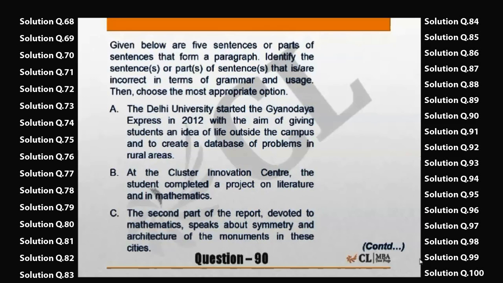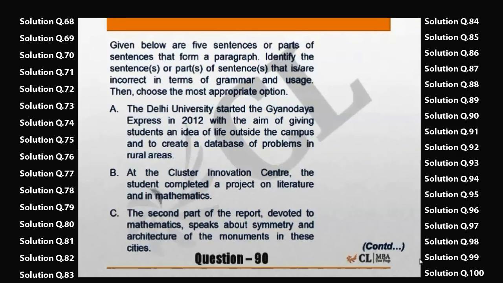Sentence B is incorrect again, this time because of the use of an incorrect preposition. At the Cluster Innovation Center, the student completed a project on literature and in mathematics, it says. It should be a project was completed on literature and mathematics. The word project here is singular. It includes both the subjects, and hence two different prepositions should not be used before mathematics and literature. So literature and mathematics will both use the same preposition, which is on, and no separate preposition for mathematics, which is why in is not needed here in sentence B.